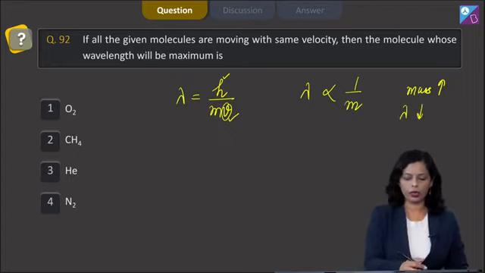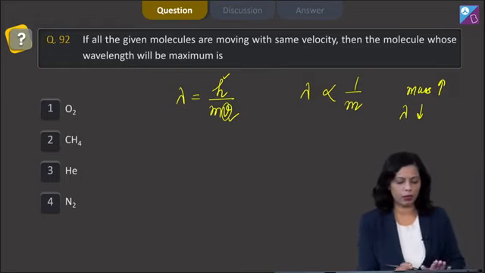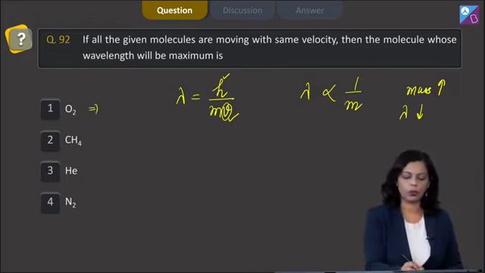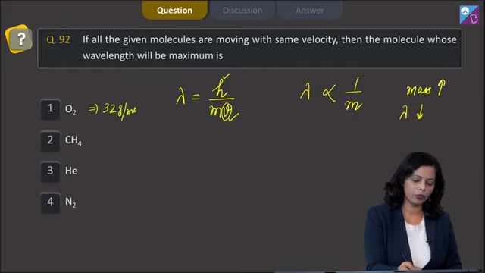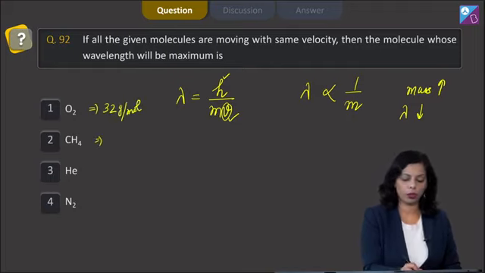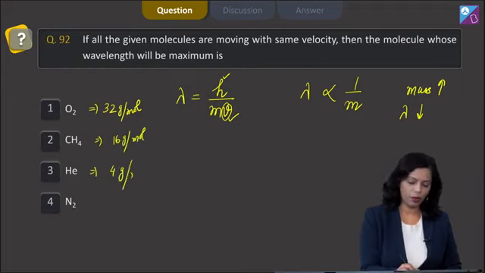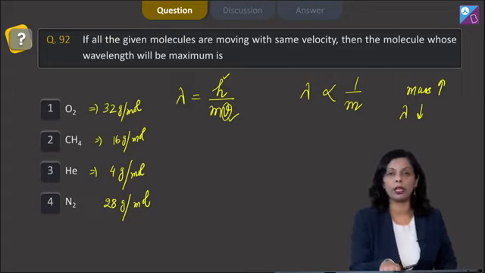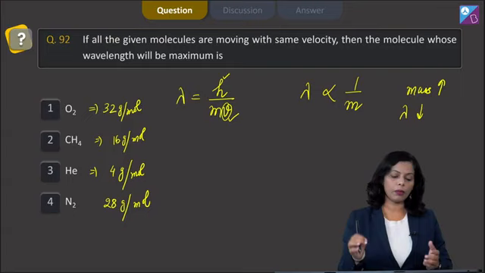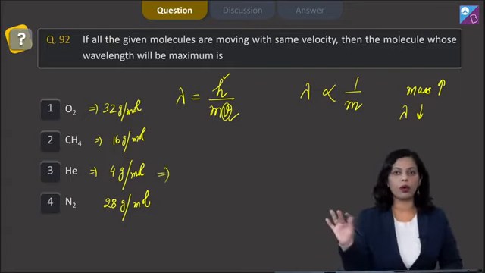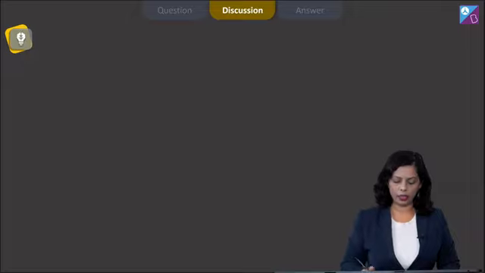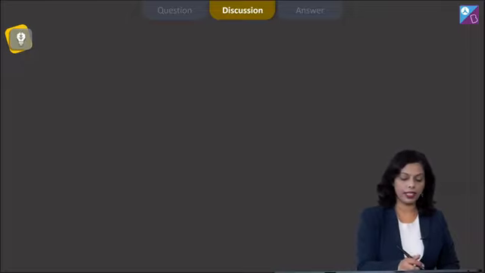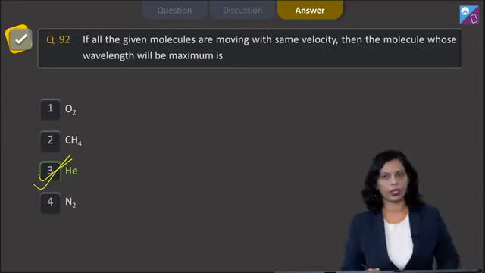Clear? So you have to just check the molar masses of the given gases. For O2, the molar mass is 32 gram per mole. For CH4, 12 plus 4, 16 gram per mole. Helium is 4 gram per mole. Nitrogen, 28 gram per mole. You have to find the molecule whose wavelength will be maximum. Maximum wavelength is associated with minimum molar mass, which is helium. No doubt, so you can easily choose the correct answer. Yes, the right answer is clearly given in option 3.